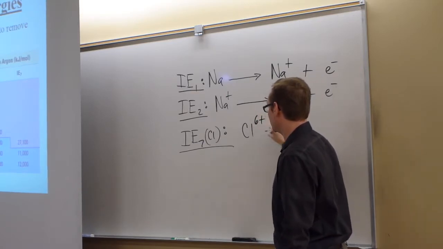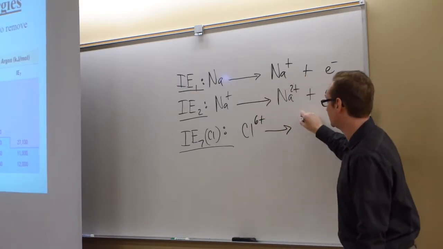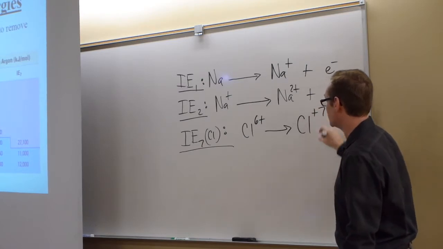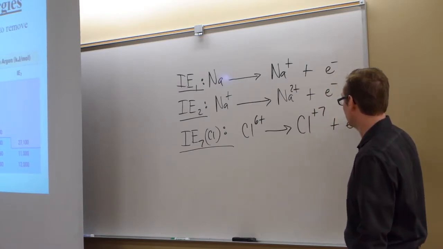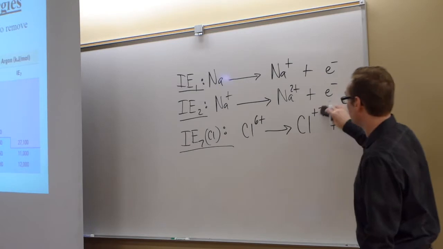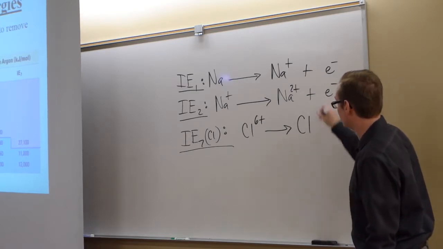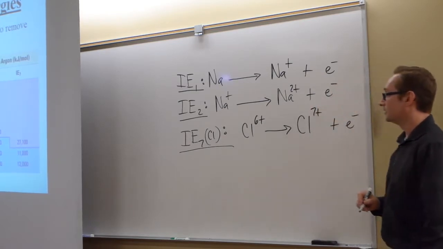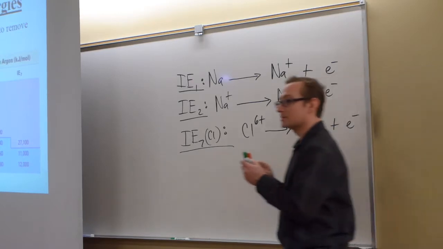Cl 6+ going to Cl 7+, right? Plus an electron. I like writing the number first, then the charge. So do you understand what these numbers represent?